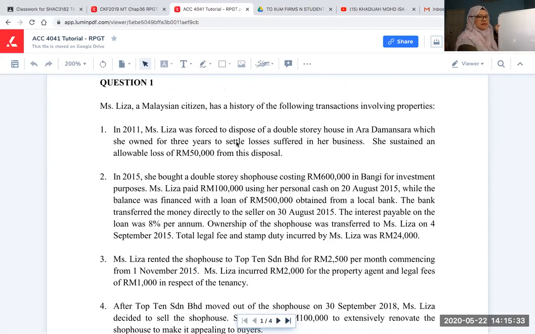Okay, number 1, you are given an allowable loss. How much is the allowable loss? 50,000. Number 2, you have to determine the acquisition price. Number 3, what will be your disposal price? And number 4, what is your holding period? Why? Because the holding period determines the tax rate.